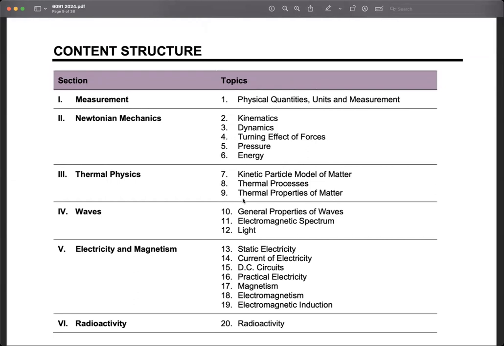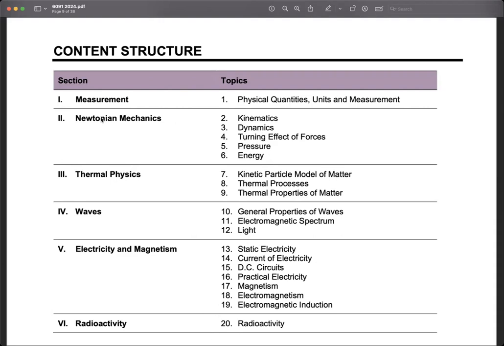For example, sound. For waves, there's a topic on sound, but now sound is lumped into chapter 10. Then in section 2, there's a topic called mass, weight, and density. Now the topic is gone, but it's not disappeared. It is now inside dynamics. So don't be so happy that your number of topics is fewer than your seniors. Your seniors have 24 topics, but you now have 20 topics. But don't be too happy.